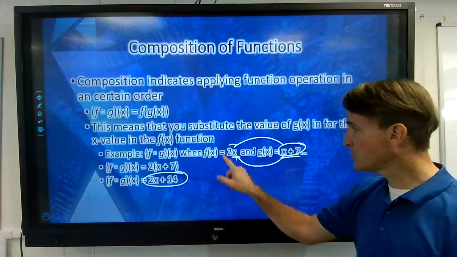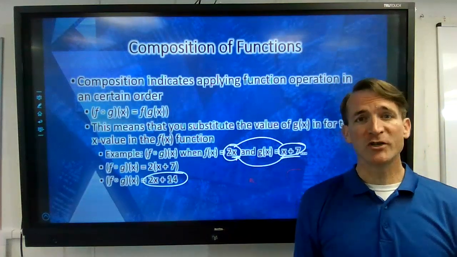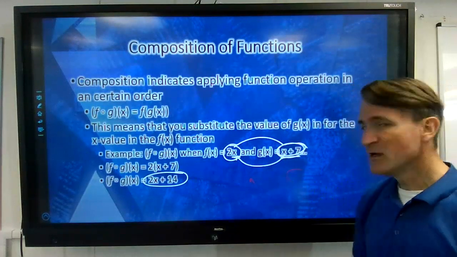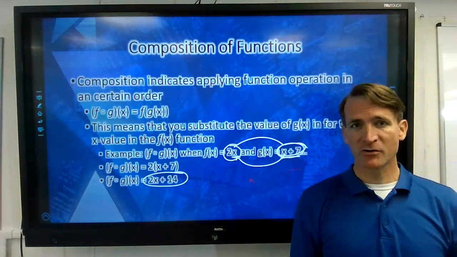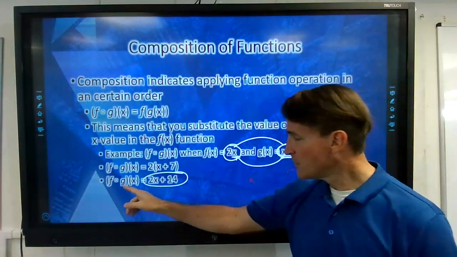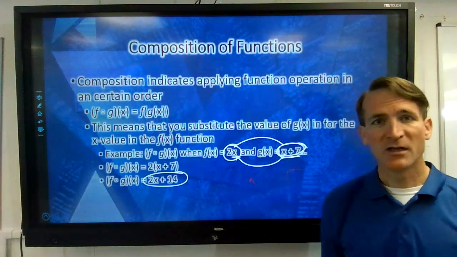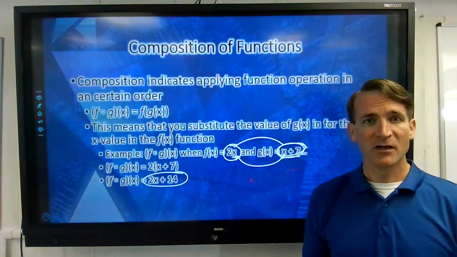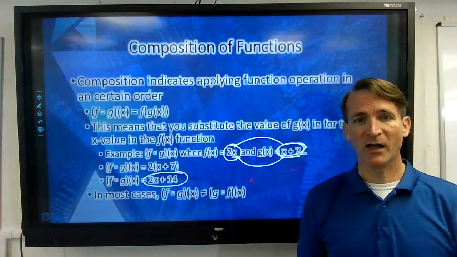If I look at 2x, again, no restrictions on that particular domain. When I look at x plus 7, no restrictions on that particular domain. So my domain for my composite function is going to be from negative infinity to positive infinity. There are no restrictions on my domain.